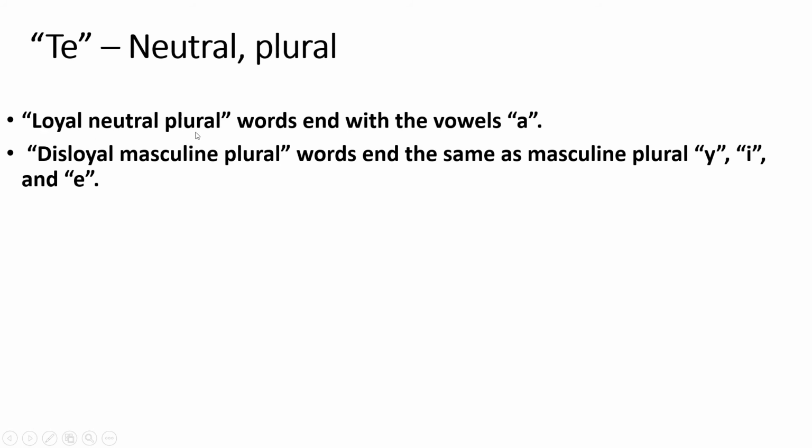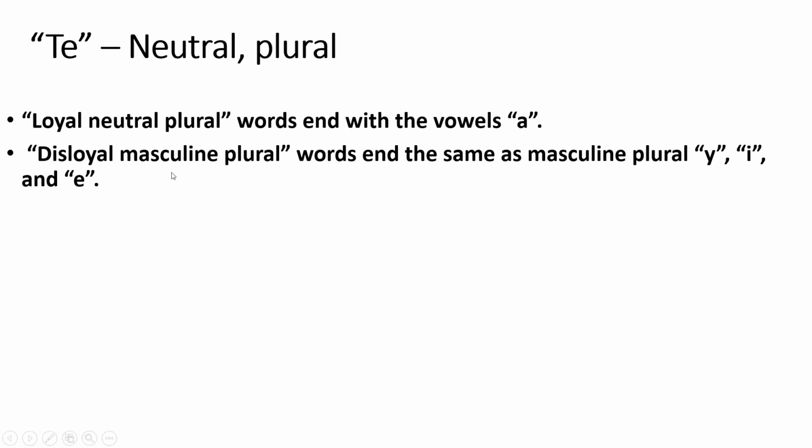Loyal neutral plural words end with the vowel a. So what are the loyal neutral plural words? These words were neutral when they were in singular form, as we talked about. The words that end with o, e, and sometimes um are considered neutral words. They were neutral in singular, and we give them the pronoun to. When they become plural, they are gifted with the ending a, which is pretty simple. Just because they're loyal, they were neutral and they kept on being neutral in the plural form. Now there's going to be another type of neutral plural.